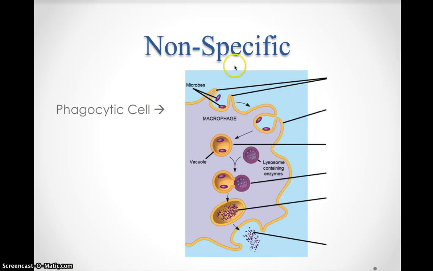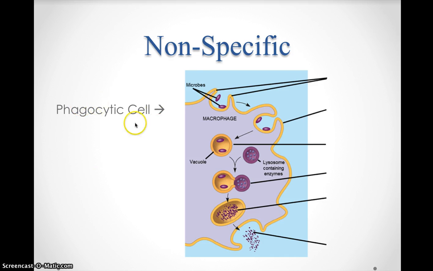So when we were talking about the non-specific immune system there, one thing I mentioned was a phagocytic cell. Phage is actually Latin for eat. Cyte or cyto is cell, and ic is pertaining to. So what this means is pertaining to eating cells.